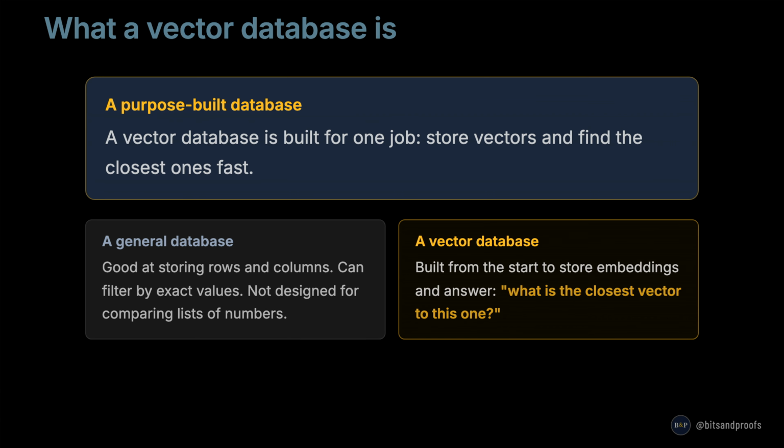A vector database is a database built specifically for this problem. Its only job is to store vectors and answer one question: what is the closest vector to this one? It is not a general database. It does not replace your main database for storing users or orders. It is a purpose-built tool designed for exactly this one task, and it does it far faster than any general database could.